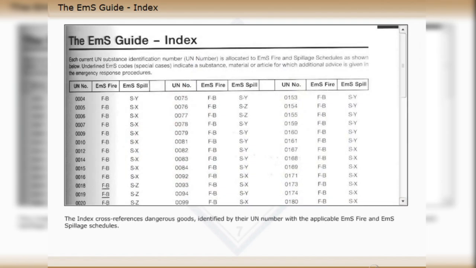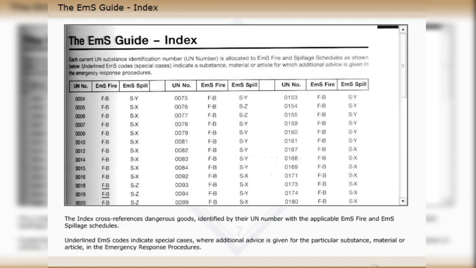The index cross-references dangerous goods, identified by their UN number, with the applicable EMS fire and EMS spillage schedules. Underlined EMS codes indicate special cases where additional advice is given for the particular substance, material or article in the emergency response procedures.